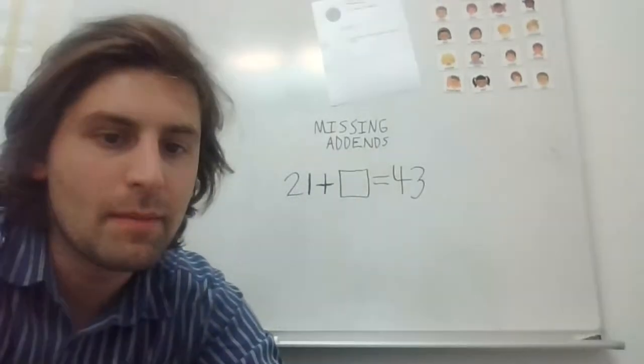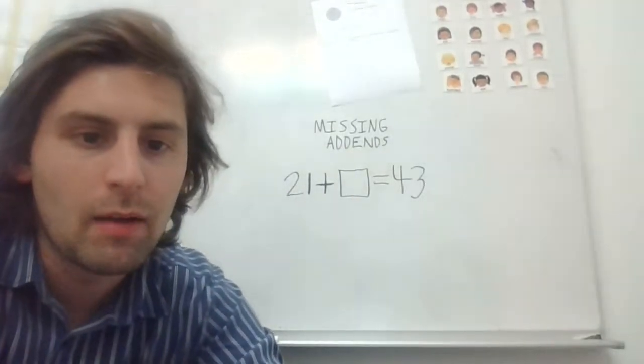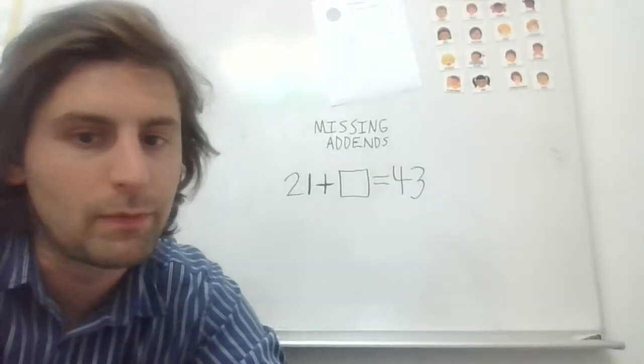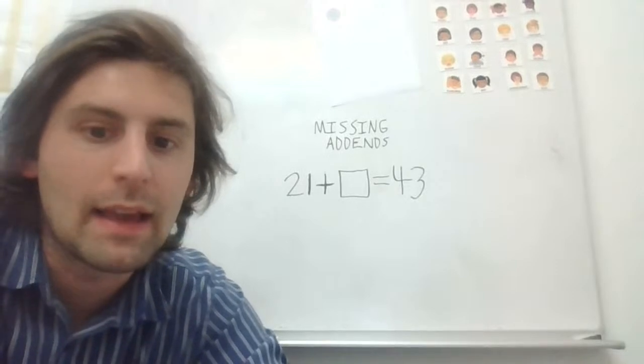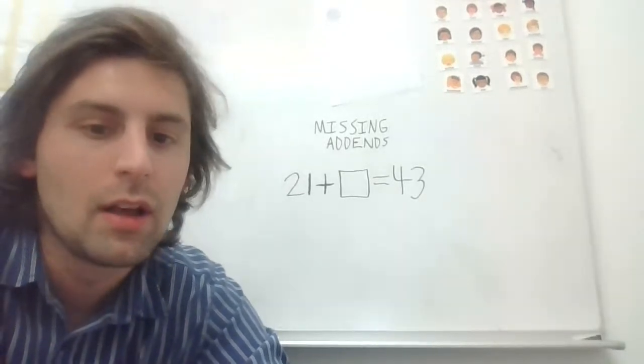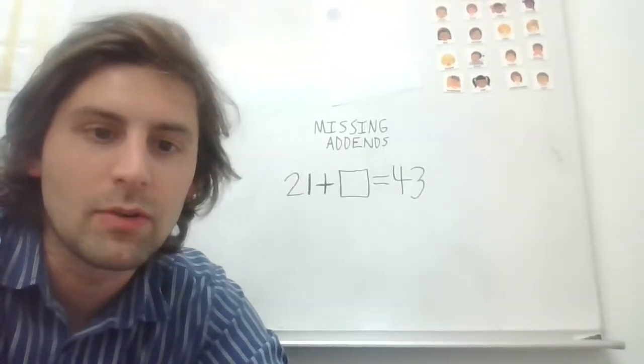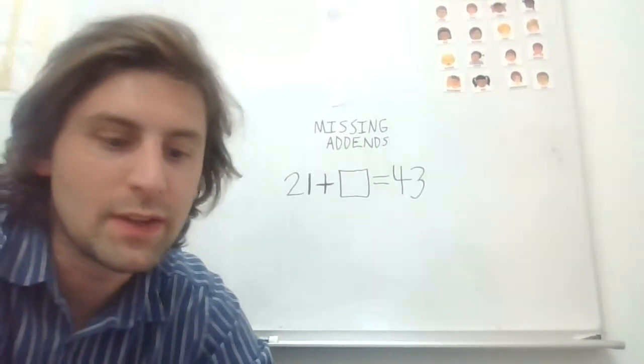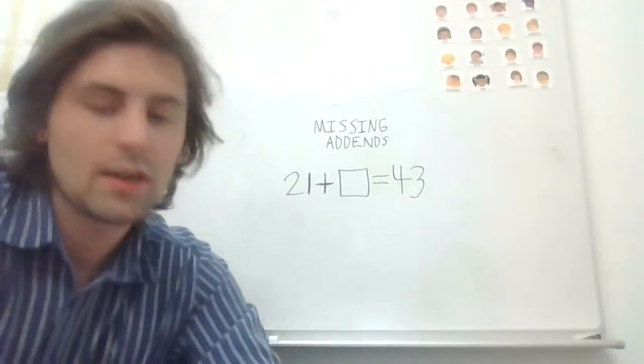This is another video on missing addends. But for this video, it's going to be missing addends with two-digit numbers. In the first video, I kept it simple and just did one-digit numbers. This video is for my 5th graders.